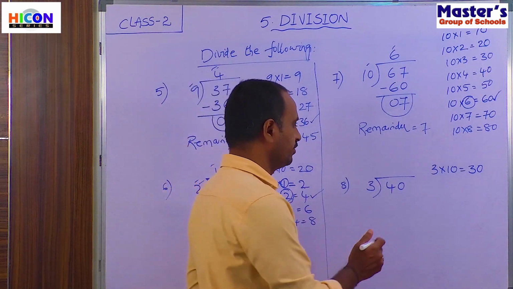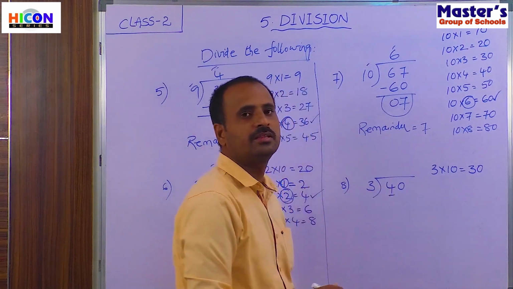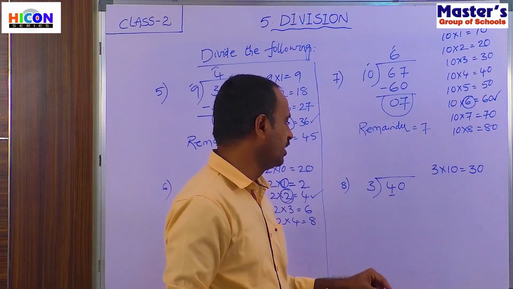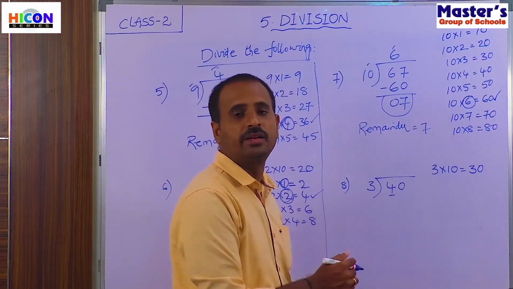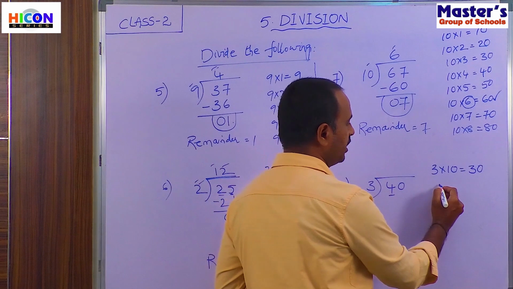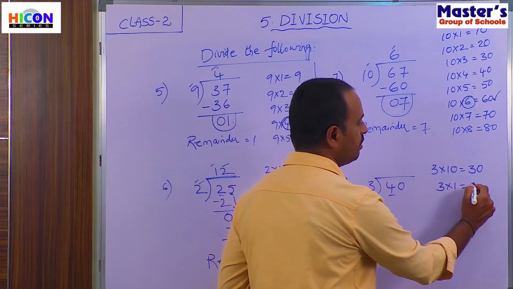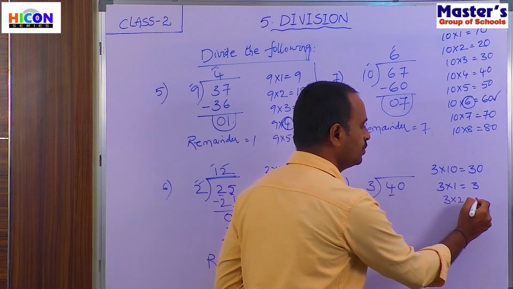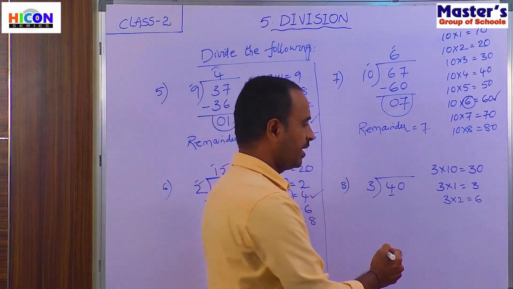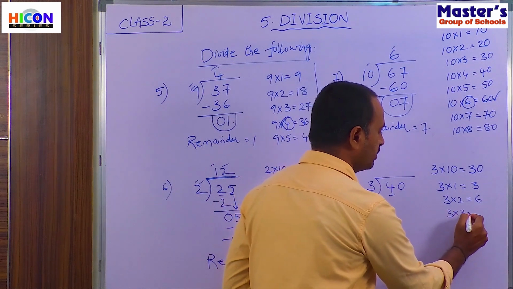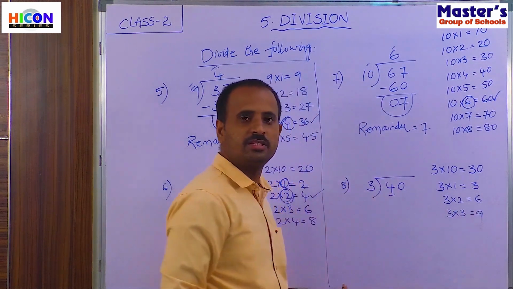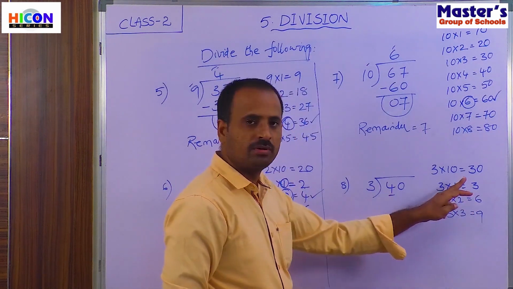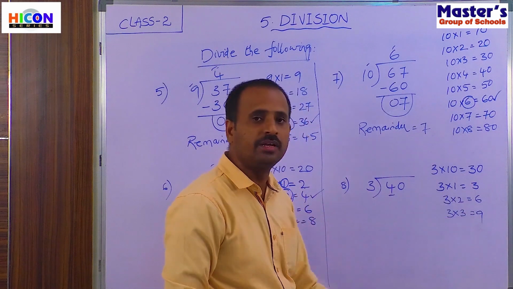So let us take the first digit in the dividend. What is the first digit in the dividend? 4 is the first digit. So take 4 and let us find when did we get the number 4 in the third table. Let us recall the third table: 3 ones are 3, 3 twos are 6, and 3 threes are 9. So children, if you observe the third table, we did not get the number 4. So there is no number 4 in the third table.